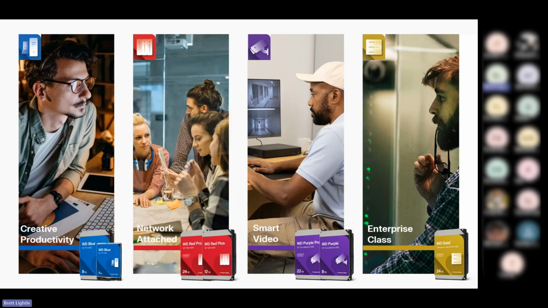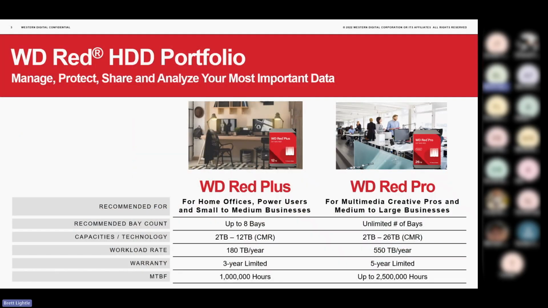And specifically, we want to focus in on our red family of products, but we also have a lot of products for desktop, our blue products, smart video, our purple, and more enterprise class products like our gold and Ultrastar products. So specifically for our red family of products, we have two main brands, and each of these brands have different capabilities and attributes to service different use cases and organizational sizes.